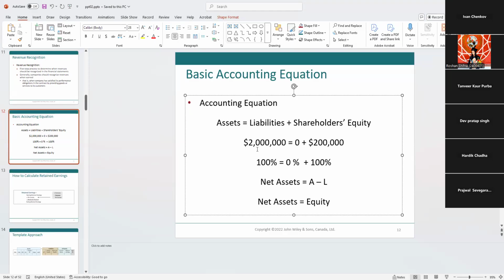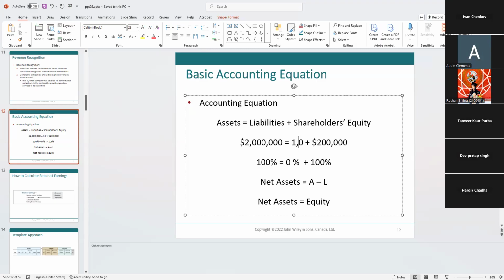Because I want this house, and the house is $2 million. I'm investing only 200. How much do I have to borrow? 1,800,000. Yes. And now we're going to the percentages. Now, how much is my equity? 90% will be my liability, and the 10% will be my equity.